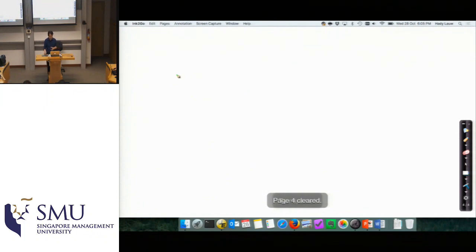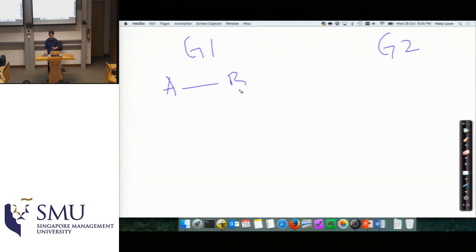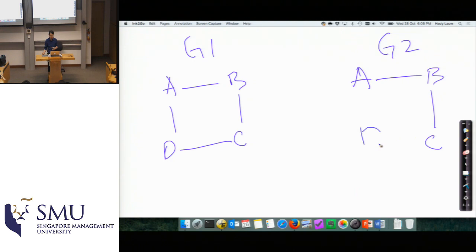Now let's say that we have two possible graphs. So we have two graphs, okay? Let's call them G1 and G2. Now let's say this graph has the following 4 edges, okay? And this graph has the following 4 edges.